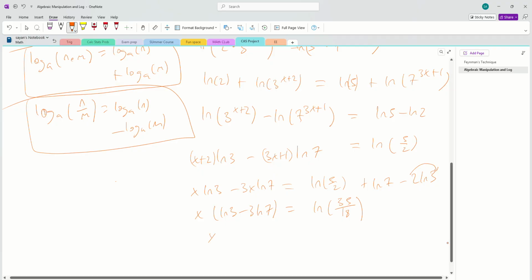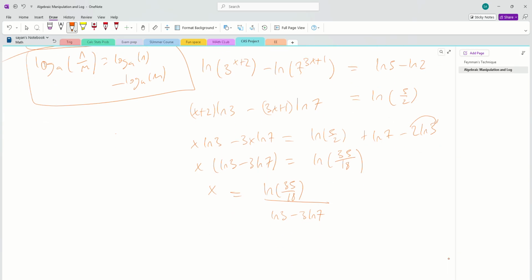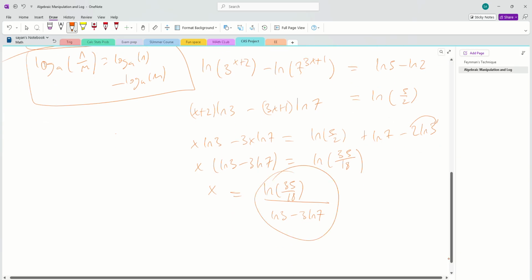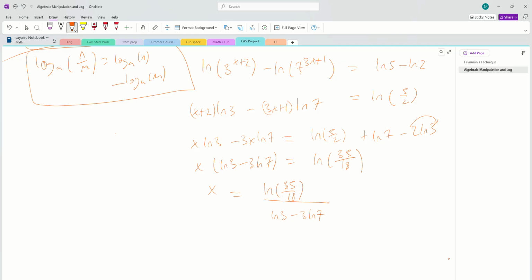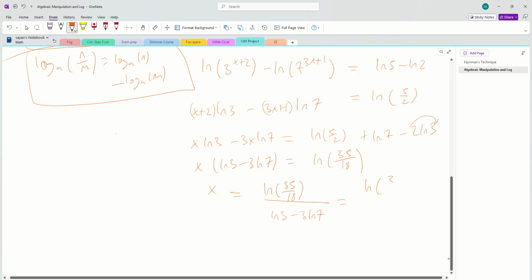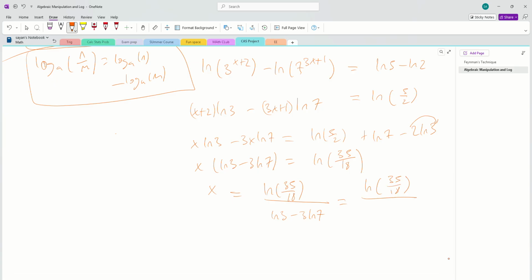Next, we can just divide both sides by this monstrosity over here, and we'll get ln 35 over 18 divided by ln 3 minus 3 ln 7. Now, this could definitely be your final answer. I don't see any problem with that. But we're going to do some cool things because I want to show off the last and arguably the most important log law, at least for me.